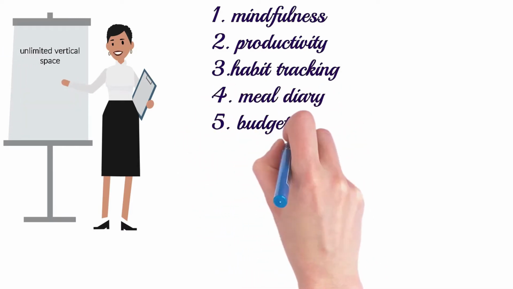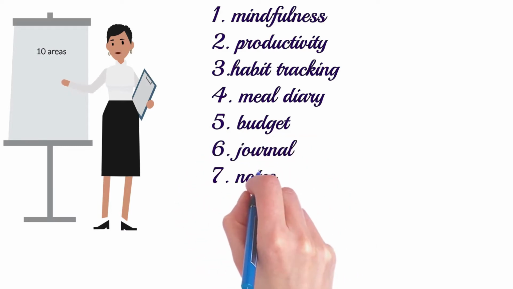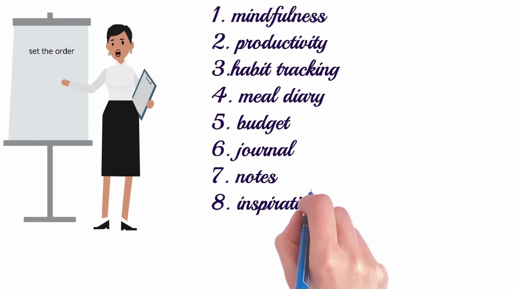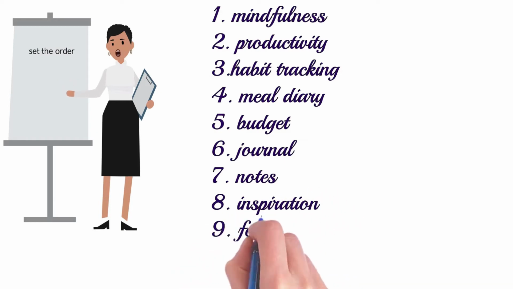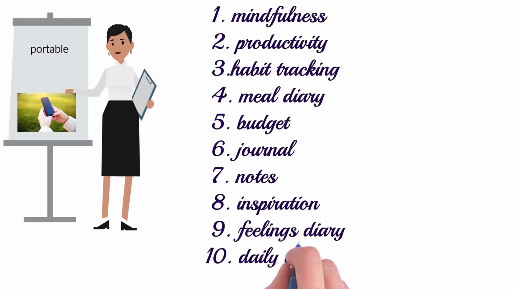I have identified 10 areas that I want in this layout. This is the order that I will put the sections in on my layout. An iPhone journal is small enough to fit in your pocket, but it can also do all of this.